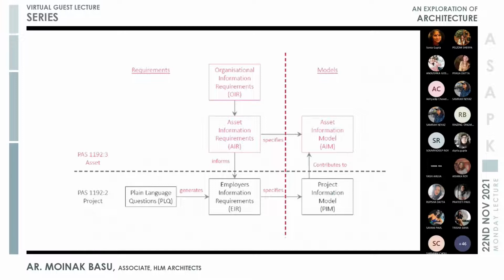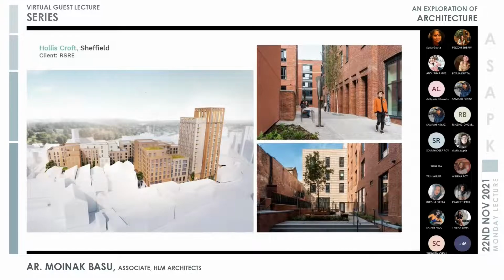Information models. BS 11922 is a project information model, and 11923 is an asset information model. So normally what happens is when the client creates a brief, we have meetings with the client and the key stakeholders, and through a question and answer session, an employer's information requirements set is created.